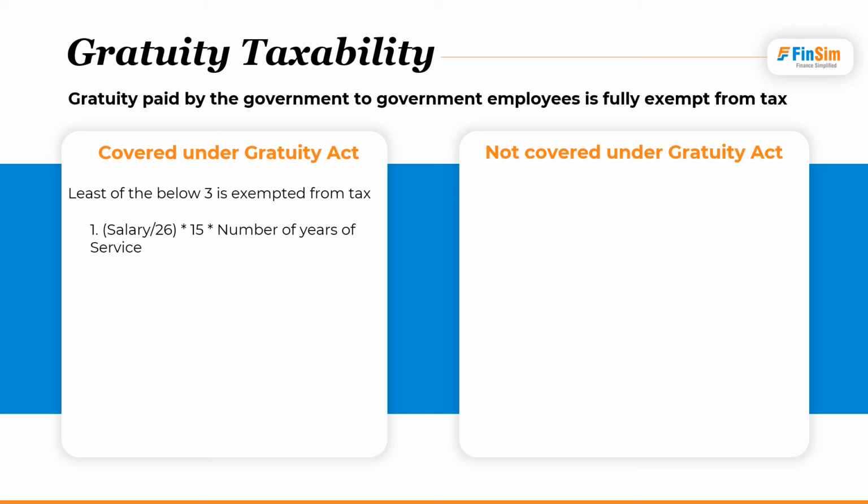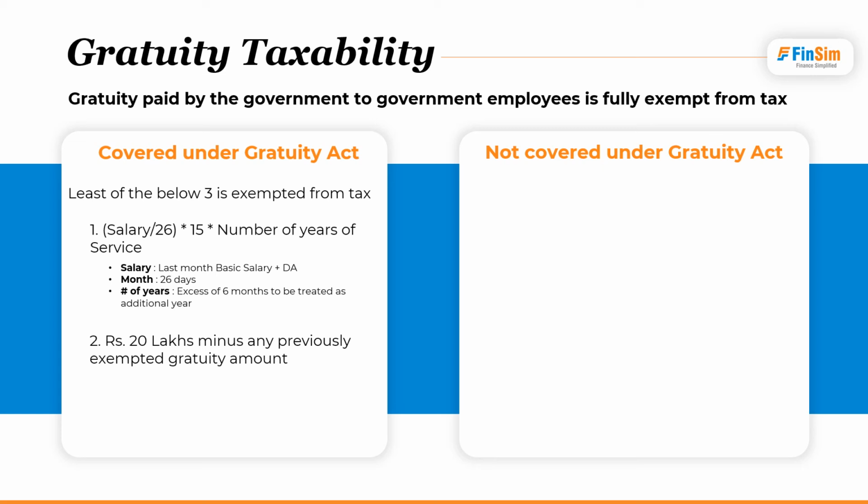Number 1. 15 days of salary for every completed year of service. We need to remember three elements while doing the calculation. Definition of salary in this case is basic salary plus DA. Number of days per month will be considered as 26. For considering number of years, any service above 6 months will be treated as a completed year of service.